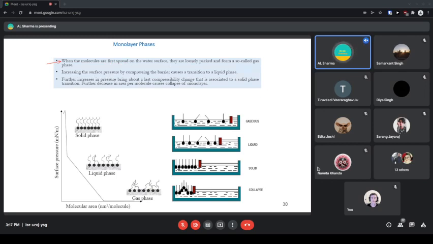But what happens is that increasing the surface pressure by compressing the barrier causes a transition to a liquid phase. So you do have a barrier here. Just you see, it is a barrier here. With this barrier, you have a very long space for your molecules.